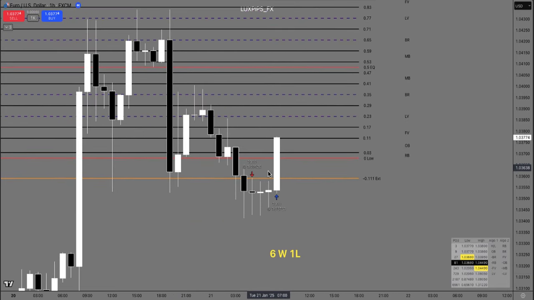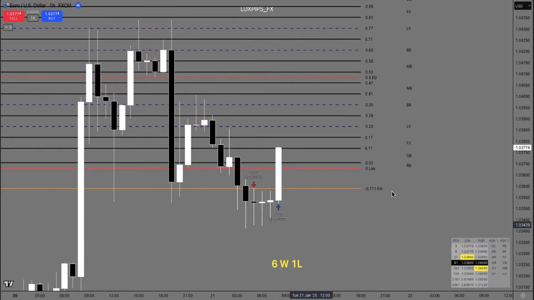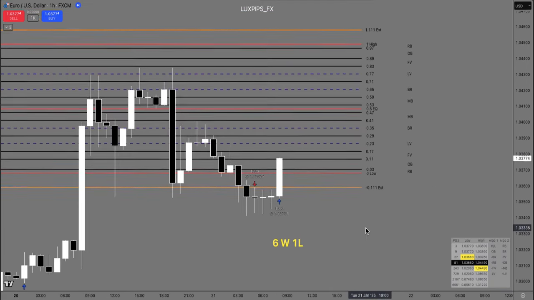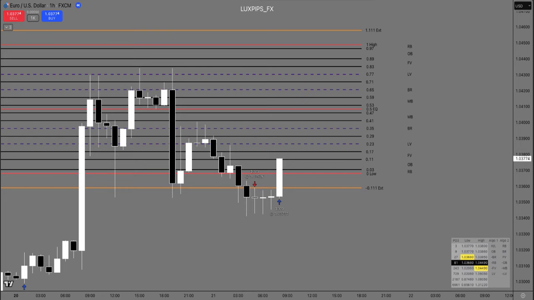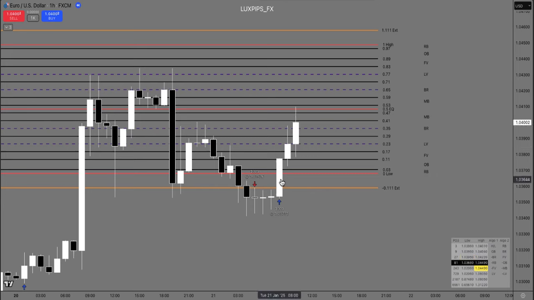Looks like that FV level ended up holding, or the LV level. And then let's see what price does here. Continue on, right? So we get this large gap here. So it went straight to the EQ. So I get the touch, the BR, the FV level. Could have been a trade there, but I just let it pass by.